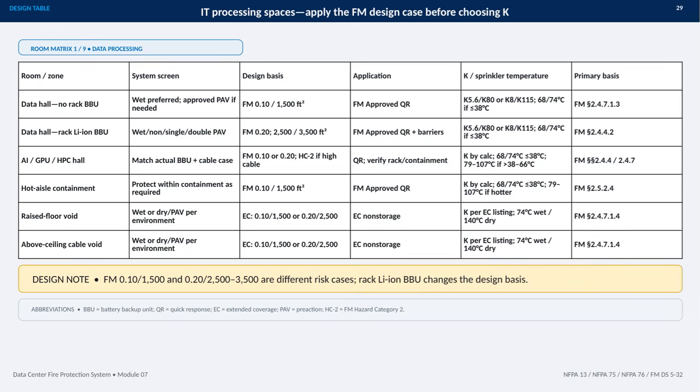Hot aisle containment must be protected as required within the containment. The matrix also covers raised floor and above-ceiling cable voids, where wet, dry, or preaction systems depend on the environment and extended coverage listings. Finally, temperature selection follows the space conditions. Standard ratings up to 38 degrees Celsius, and higher ratings where temperatures exceed that range.